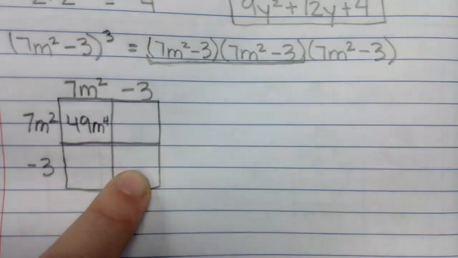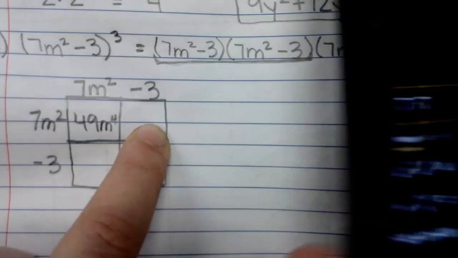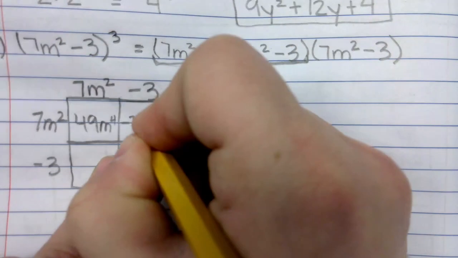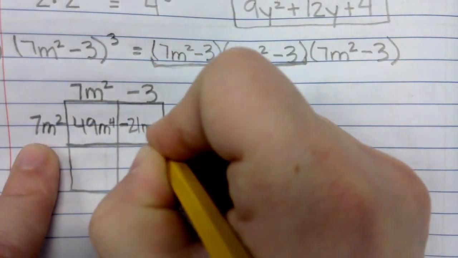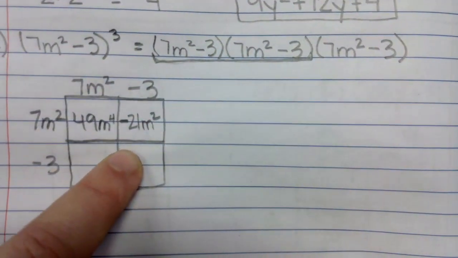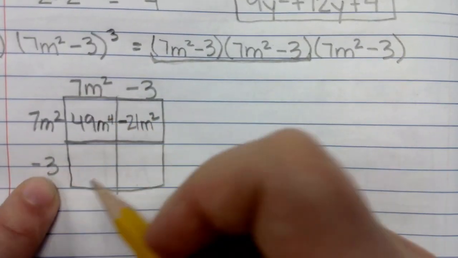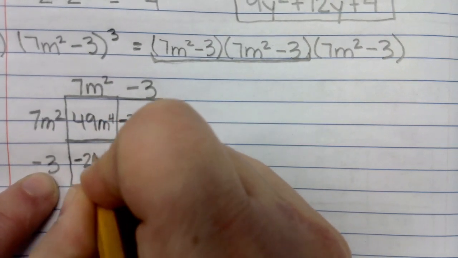Okay, and this one, it's the same thing. 7 times negative 3 is negative 21. 2 m's on top, no m's in front, so just m squared. And then what am I multiplying by in this last box? Good. Negative 3 times negative 3. A negative times a negative is a positive. So positive 9. We have no variables there, so we just leave it as 9.